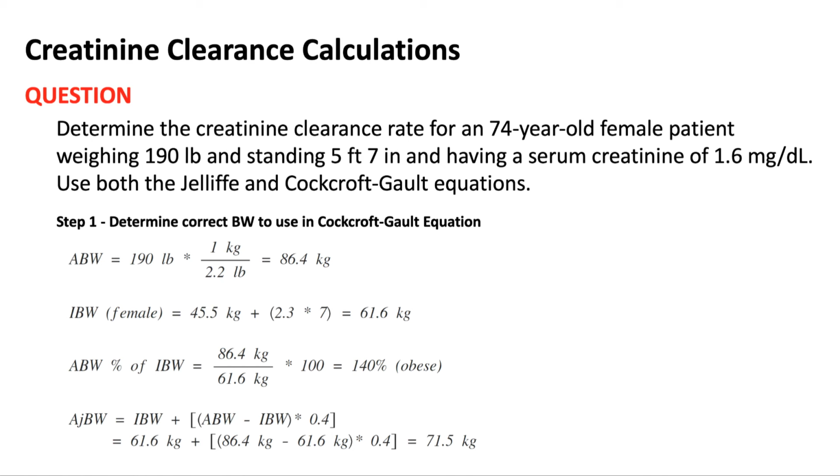So let's calculate her adjusted body weight. Since she's greater than 125%, we're going to want to use an adjusted body weight, so let's calculate that. That's easy. We take the ideal body weight we've already calculated at 61.6, and to that we're going to add the difference between her actual and ideal. So we're going to take 86.4, her actual, minus the 61.6. Whatever that difference is, we're going to multiply that difference by 0.4, and that's what we add to the 61.6. So if you do that math, you can see that her adjusted body weight is 71.5 kilograms. So that's the weight we would use in the Cockcroft-Gault formula.